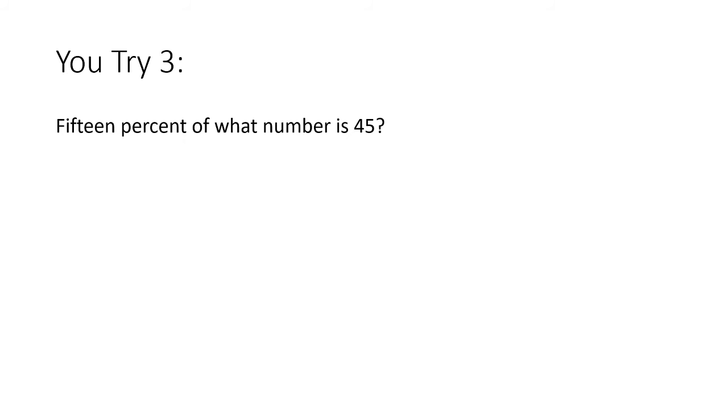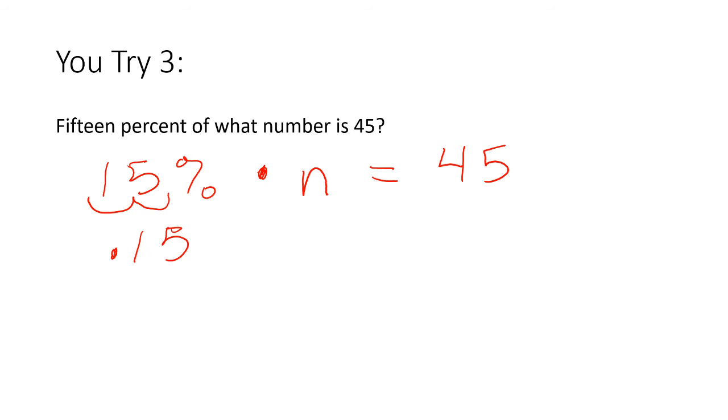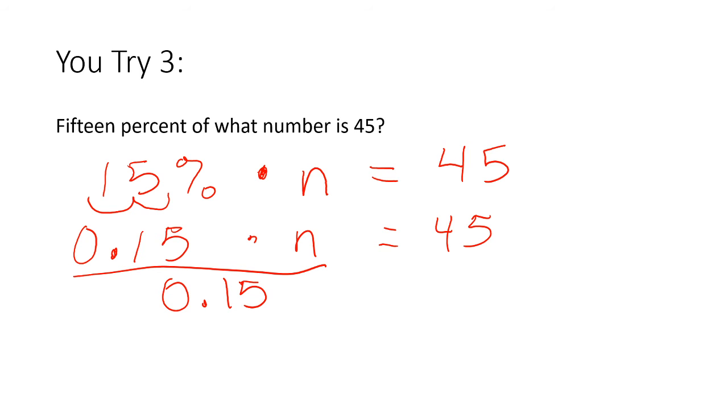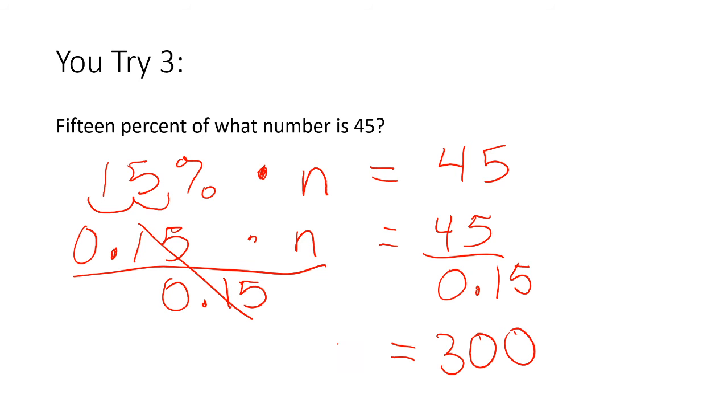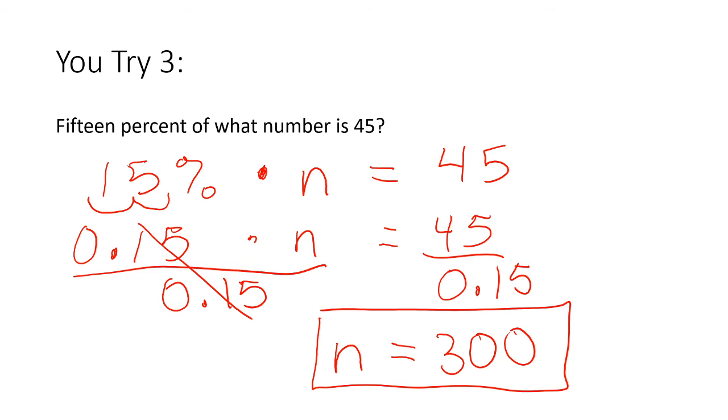Now that you've tried it on your own, let's do it together. 15% times some number, I'll use n to represent that number, is 45. So I'm going to change it by moving the decimal 2 places to the left. 0.15 times n is equal to 45. Divide both sides by 0.15 to get n by itself. Now I can whip out my calculator and go 45 divided by 0.15, and I'll get 300. N is equal to 300, the missing number.